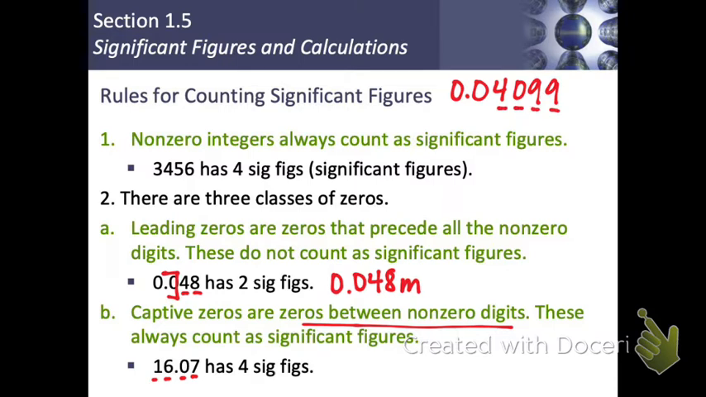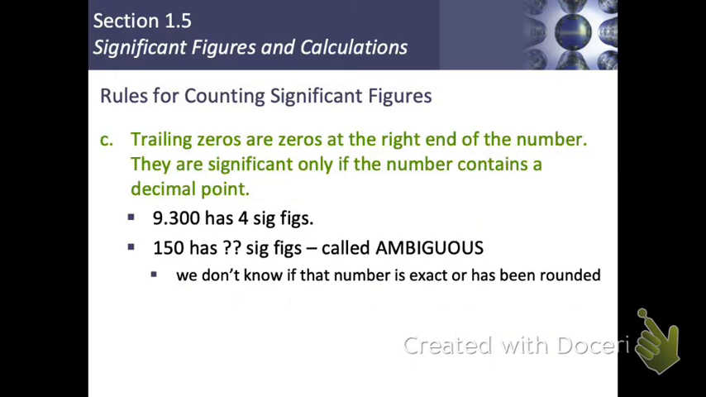All right, very good. The next one is called trailing zeros. Trailing zeros are at the right end of a number. They're significant only if they have a decimal point. I'm going to talk about that a little bit. Zeros to the right of digits after a decimal point are significant because they give us a measure of the exactness of our measurement.